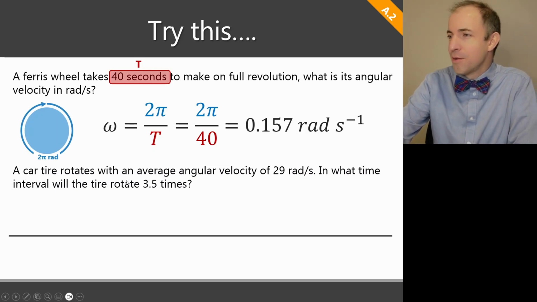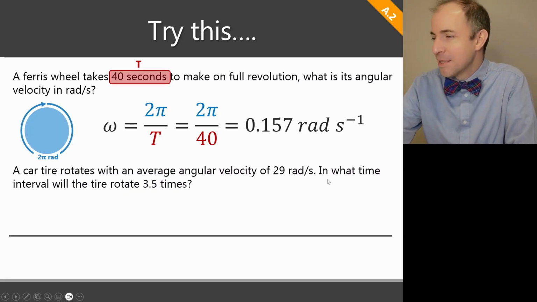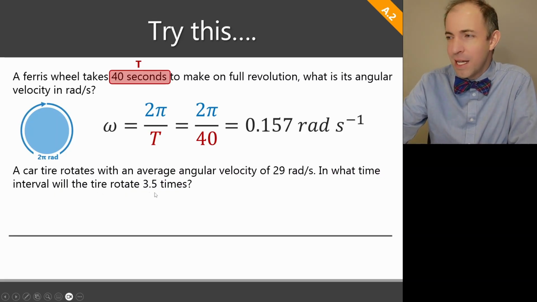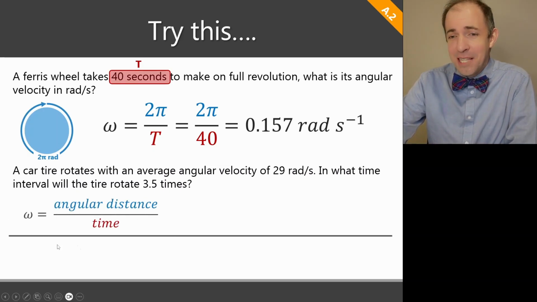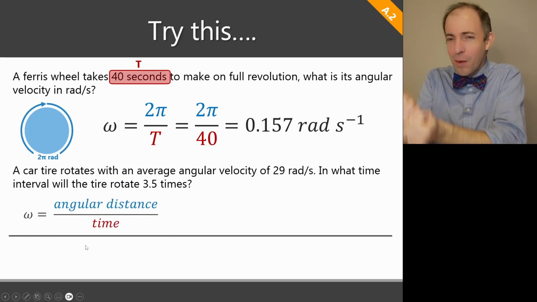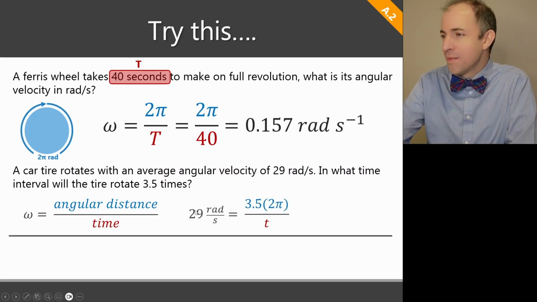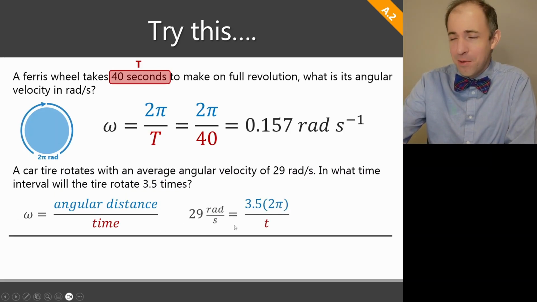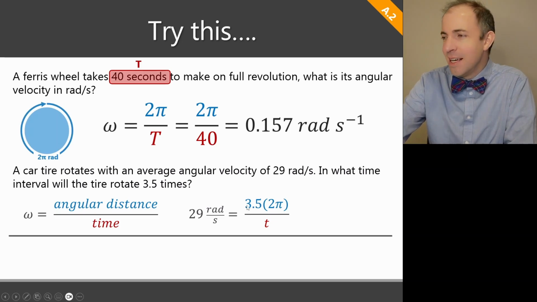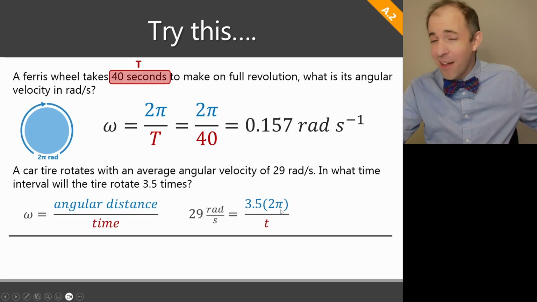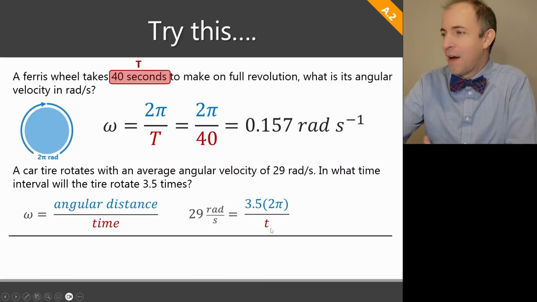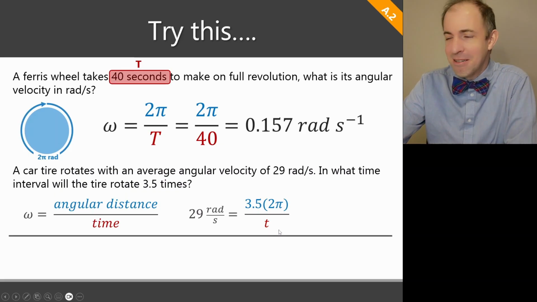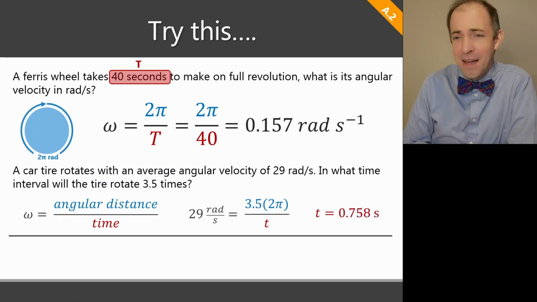A car tire rotates with an average angular velocity of 29 radians per second. In what time interval will the tire rotate 3.5 times? Well, a couple different ways we could solve this problem. We could take this idea of an angular distance in radians divided by time. It goes 29 radians per second, and the total number of radians is 3.5 times 2 pi. We saw that earlier when we were trying to figure out the radians for 3.5 times around. Same idea. And then we divide it by the time. Well, the only thing I'm missing here is time. I would find that the time is roughly 0.758 seconds.